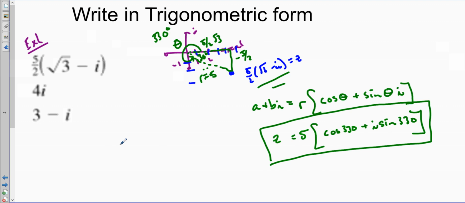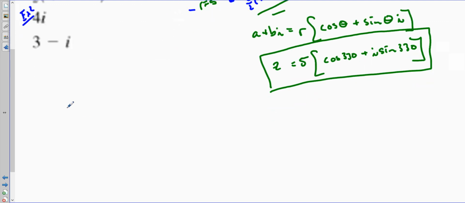Let's try another one. Okay, example number 2. Let's try that. So going down here, example number 2 is going to be 4i.